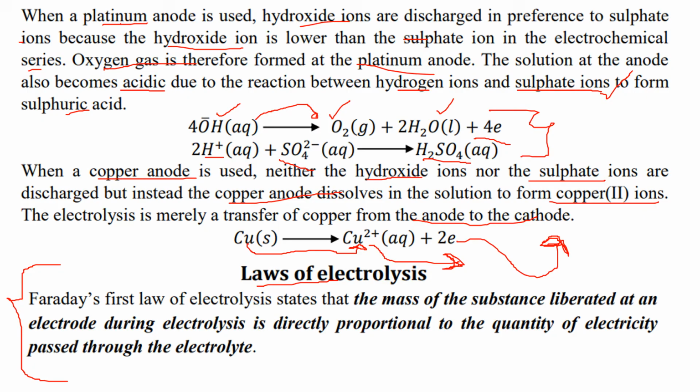So let's look at the laws that are going to be involved in electrolysis. One of them is Faraday's first law of electrolysis, and it states that the mass of the substance that is liberated at an electrode during electrolysis is directly proportional to the quantity of electricity that passes through that electrolyte. So the mass of a substance liberated at an electrode during electrolysis is simply directly proportional to the quantity of electricity passing through that electrolyte at a given temperature. So let's look at the other law.